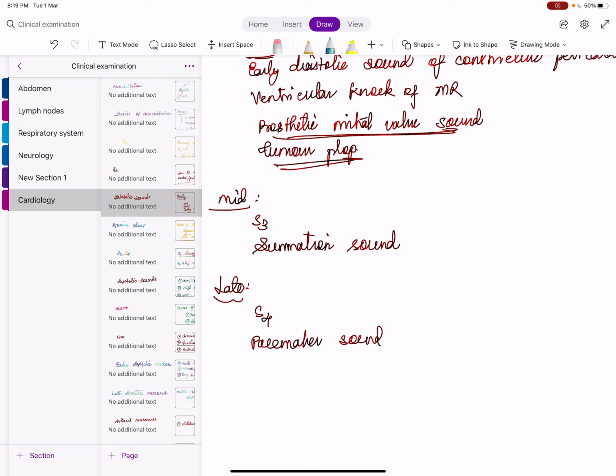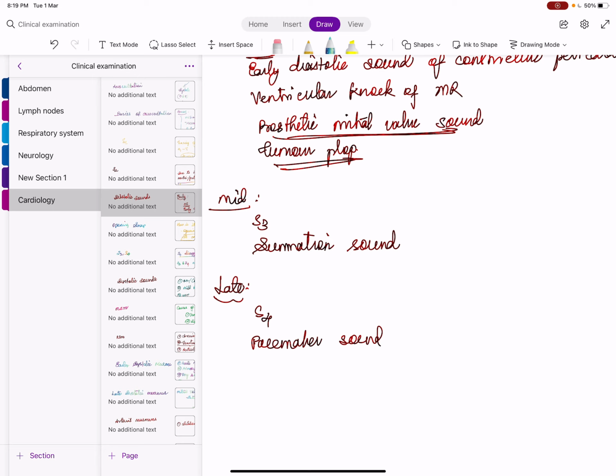Now I told you A2 comes first, P2 occurs later. Where is the split normally heard? Since pulmonary circulation is a low pressure system, the P2 is heard only in the pulmonary area. So splitting is also heard only in the pulmonary area. How will you assess splitting? The patient can be in the supine position or 30-degree head elevation. Suppose you have any doubt, ask the patient to sit with legs dangling. I'll tell the reason sometime later, while discussing dynamic auscultation. But just remember, first you examine in the supine position or 30-degree elevation. If you have any doubt regarding splitting, examine sitting with legs dangling down.